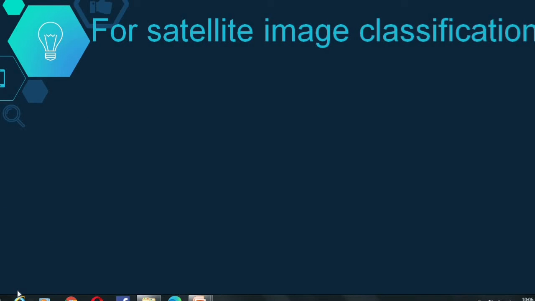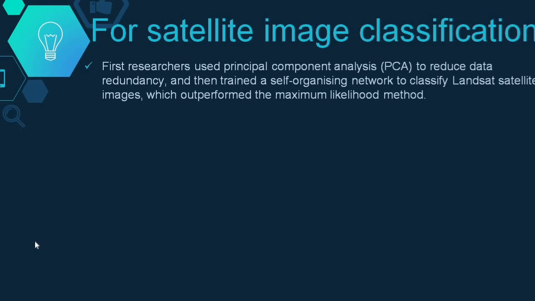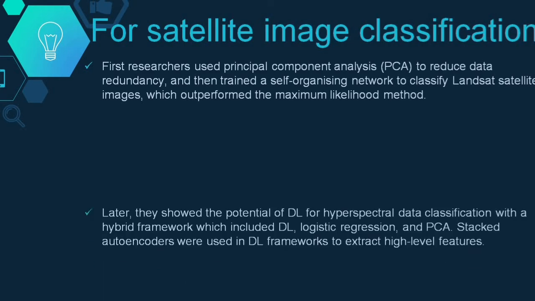For satellite image classification, first, researchers used principal component analysis to reduce data redundancy and then trained a self-organizing network to classify Landsat satellite images, which outperformed the maximum likelihood method.